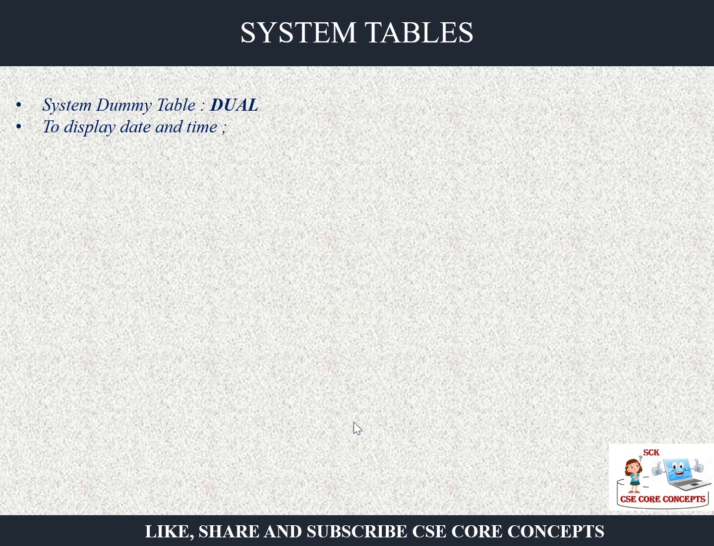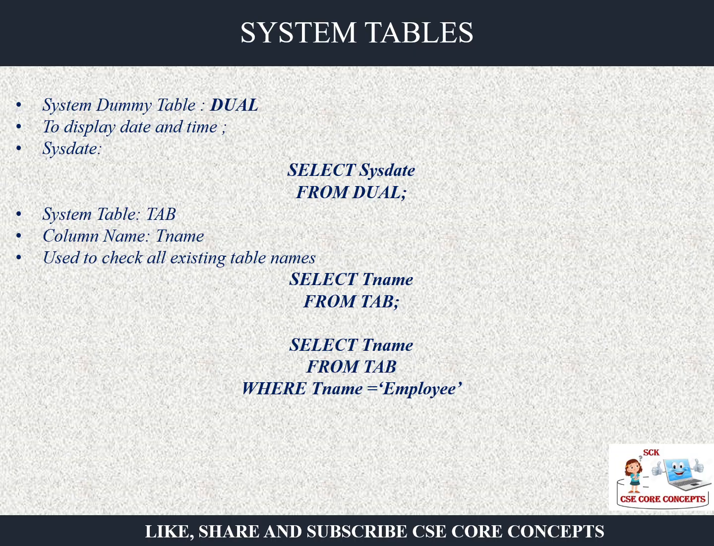Then we have certain system tables here from where we can fetch certain data such as date and time. So the system dummy table is the dual table. So if I want to find out the system date, today's date, I will write select sysdate from dual. If I want to know how many tables I have created till now, okay, I will simply write select tname from tab. Select tname from tab where tname is employee. So if I want to check whether a particular table has been created or not.